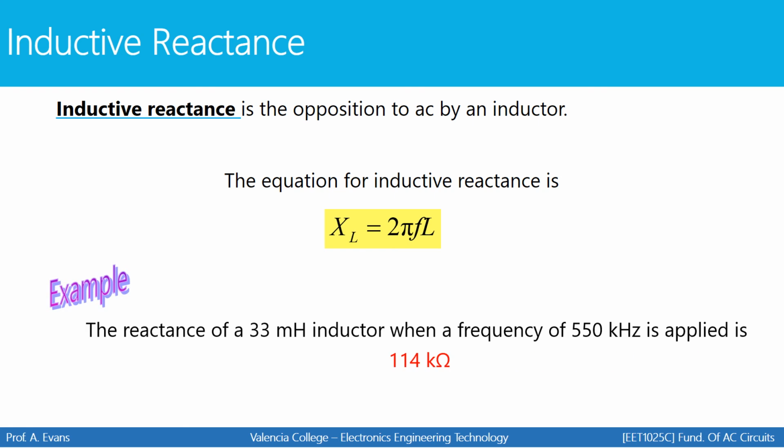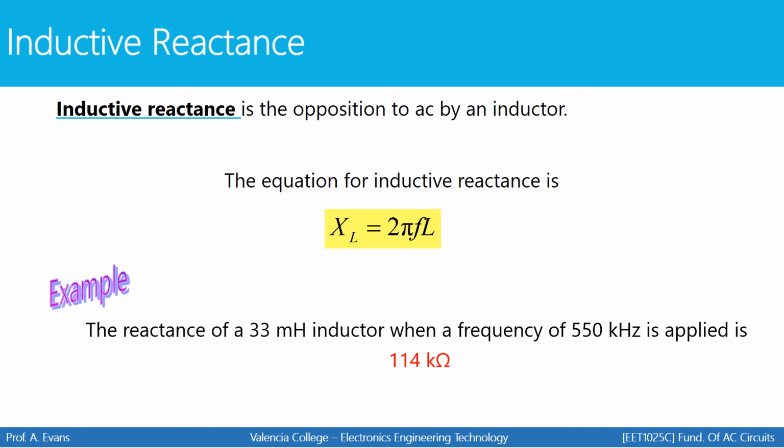So a quick example. If you have a 33 millihenry inductor with a frequency of 550 kilohertz, plug and chug into that equation, and you'll get an inductive reactance value of 114 kiloohms. And again, the unit here is ohms.